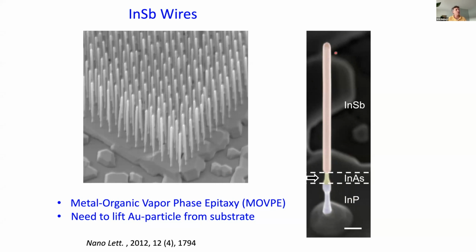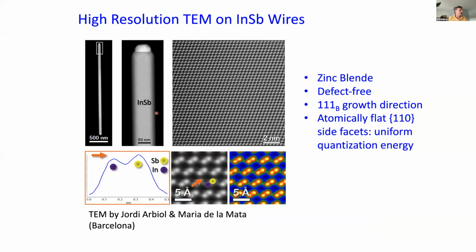Here we have a wire which has a length of about 2 microns or so, and a diameter of around 100 nanometers. Well, we can study these wires in transmission electron microscopy. We can look for defects. So this is an overview image of such a wire.